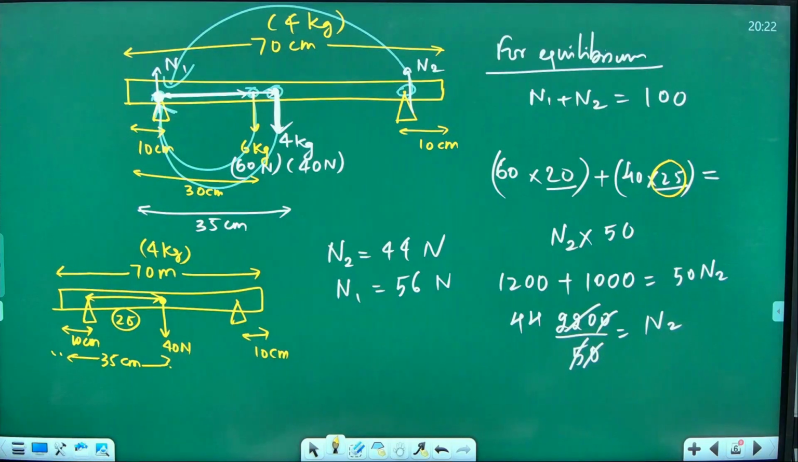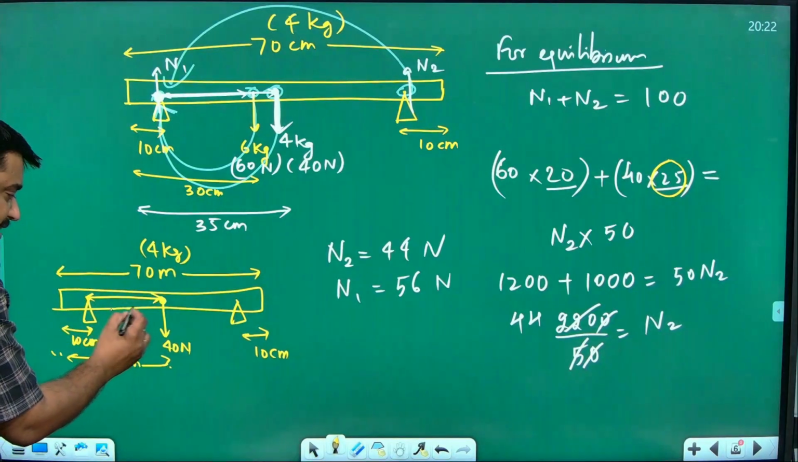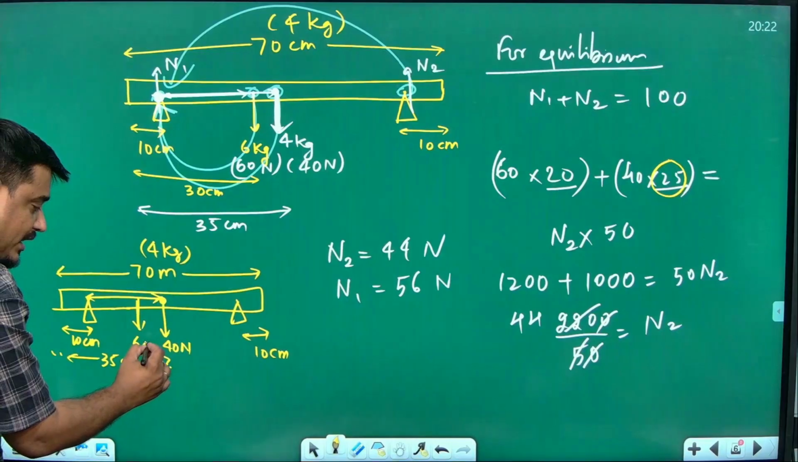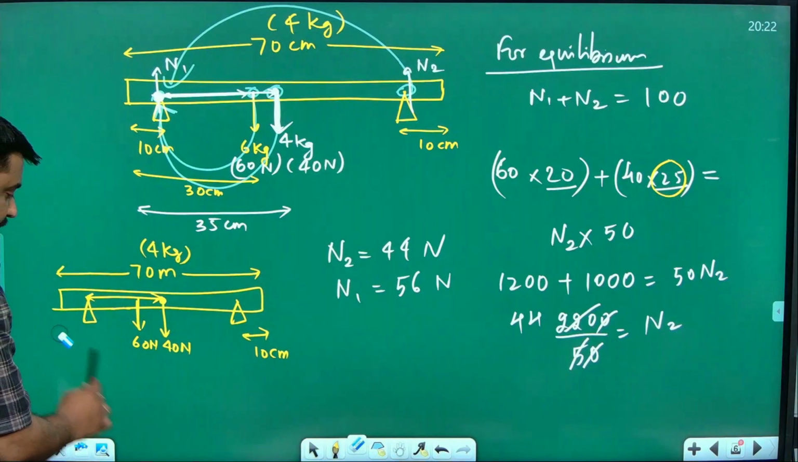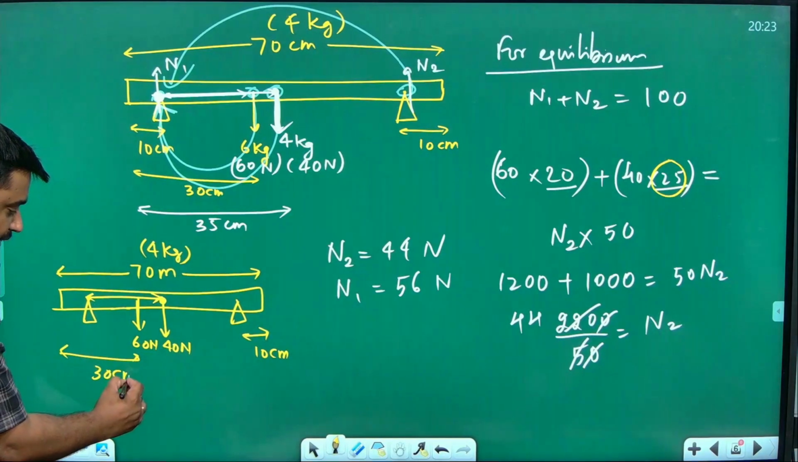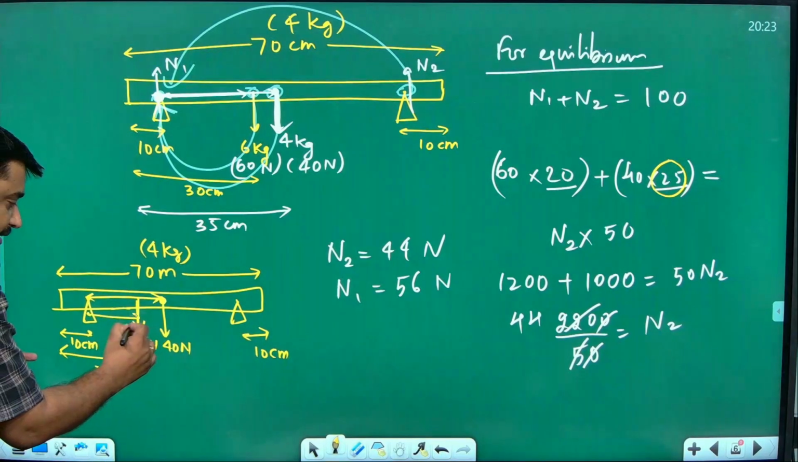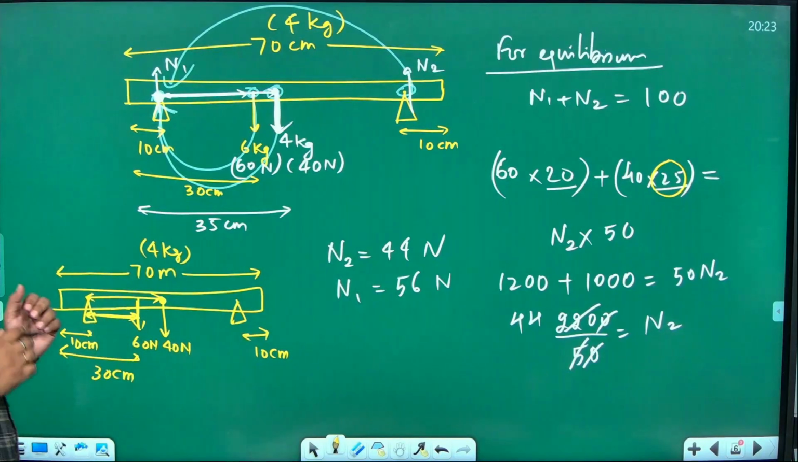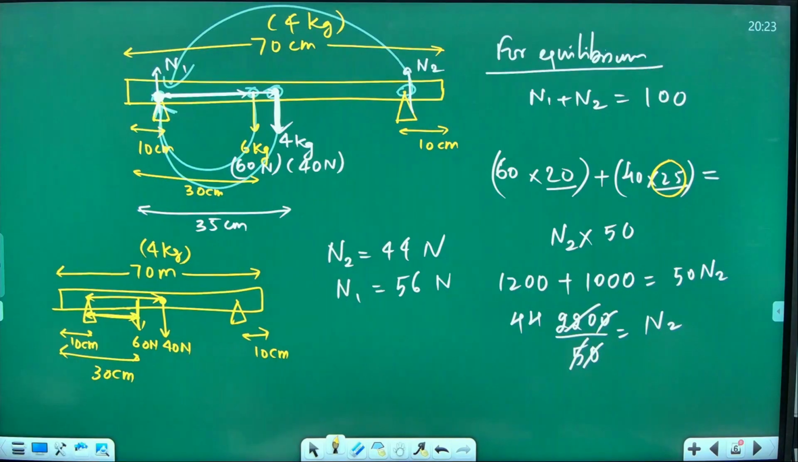Understood? Okay, sir. Next they gave 6 kg mass is hanging 30 centimeter from the end. So what am I going to do? I am going to hang a 6 kg mass, that is 60 Newton force, 30 centimeter from one end. Lalit, this is 10 centimeter, right? Yes, sir. So what will be this distance, tell me? 20. Understood how 20 came? Yes, sir. Thank you. Anything else you want to ask?